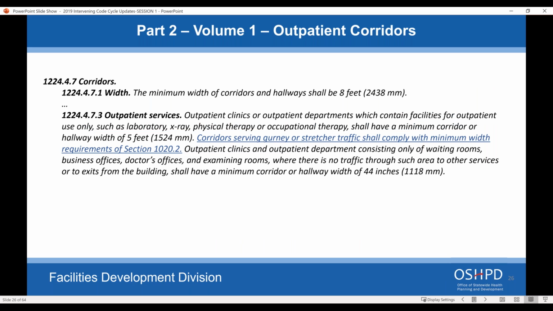Corridor width for outpatient services, we're just pointing you back to section 1020.2 for the different widths of corridors and outpatients rather than addressing them in 1224 for outpatient services of a hospital. The same widths apply in section 1020. So there's no need to add more here, add more confusion.